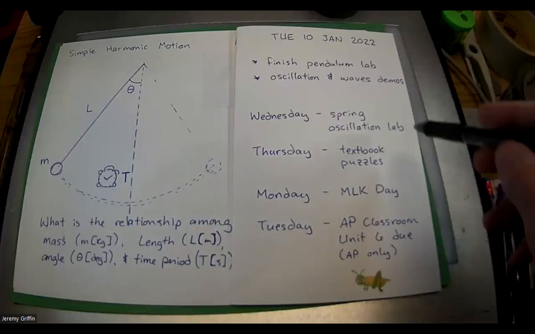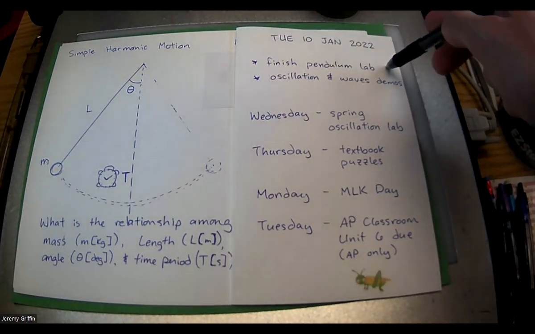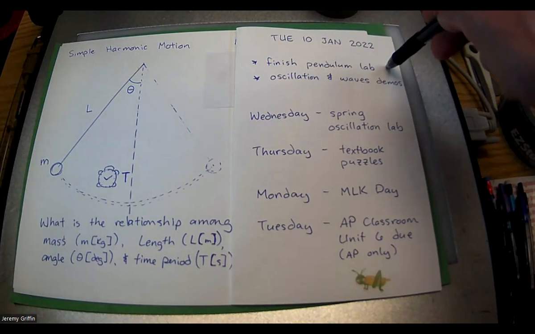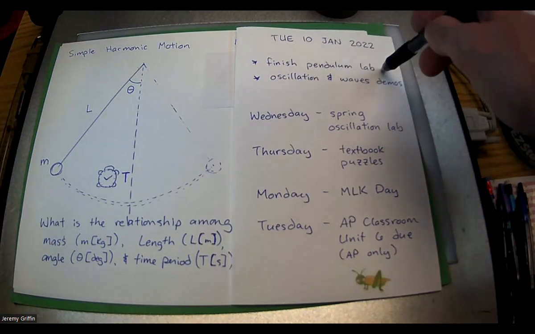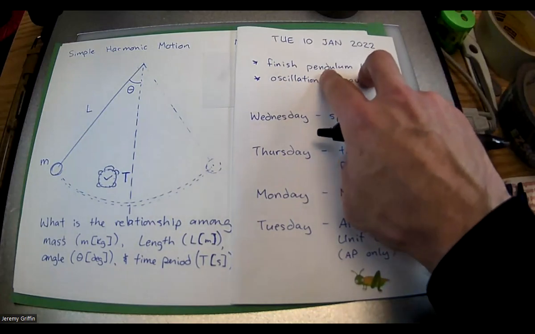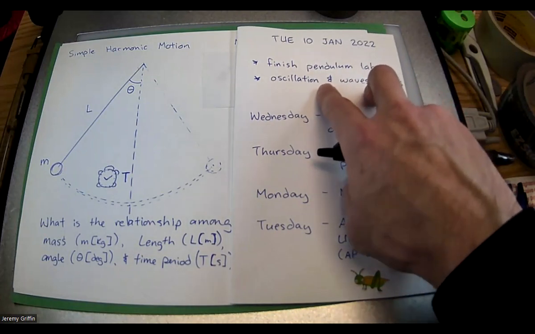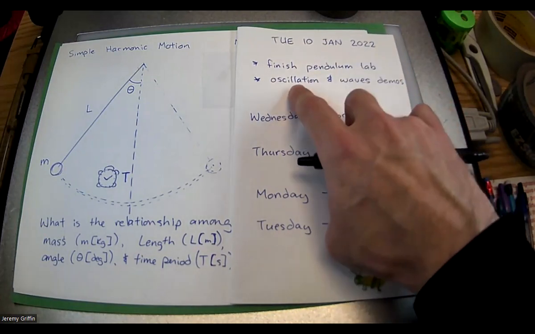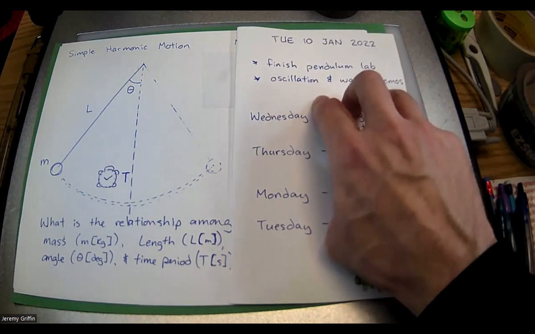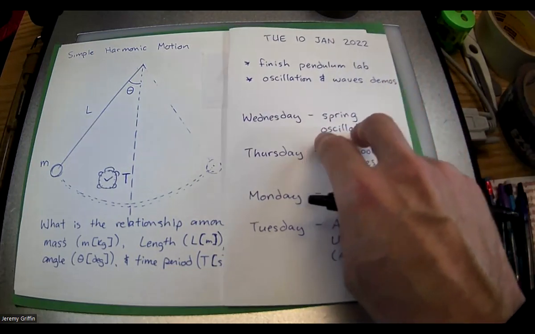So it is Tuesday, January 10th. Yesterday we started the last AP topic that we hadn't covered yet. Unit 6 is simple harmonic motion, oscillation. Pendulum's a big deal. We did the pendulum lab. We didn't quite finish that, so we've got a little bit more to do on that. We're going to knock it out today. And then I want to take the rest of the day to do a bunch of harmonic motion, oscillation, and also some waves demos with you guys. So do as many of those as I can today.